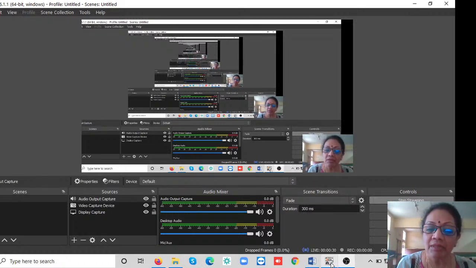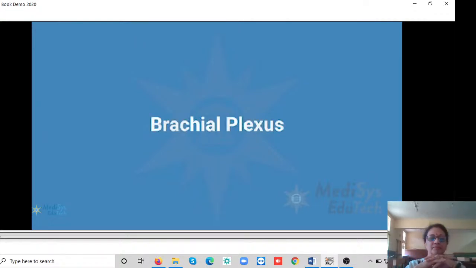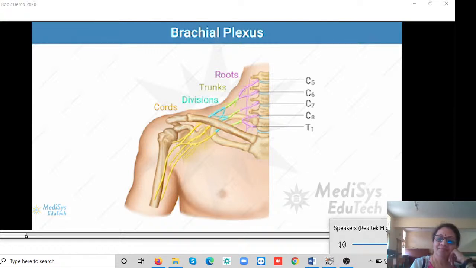Here we go. So I'm just starting the dissection video right from the beginning. Brachial plexus. Let's learn about brachial plexus. Introduction. It is a plexus of nerves present in the axilla and forms the major nerve supply of upper limb. Formation. It is formed by ventral primary rami of lower 4 cervical spinal nerves and first thoracic nerve. Parts. It consists of roots, trunks, divisions and cords.